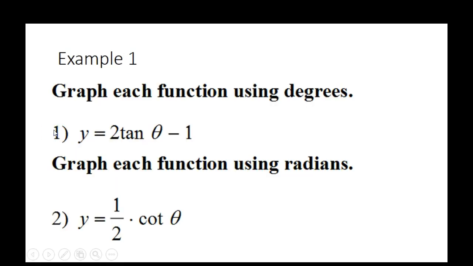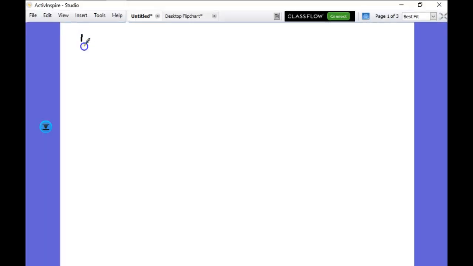All right, write down number 1 here. You can leave the directions out because I don't care if you use degrees or radians at the moment. So just go ahead and write down the equation. We're going to graph 2 tangent theta minus 1. I'll write it again here. So we're graphing y equals 2 tangent theta minus 1.